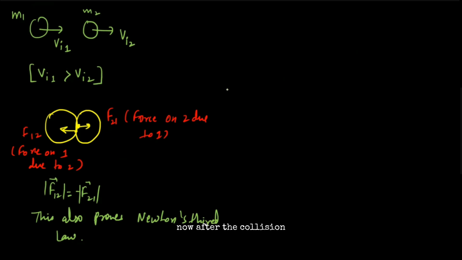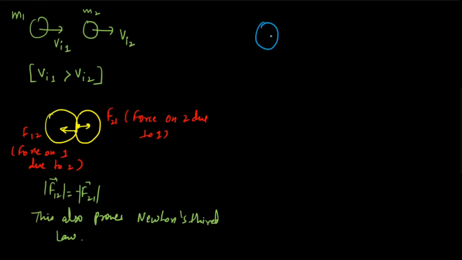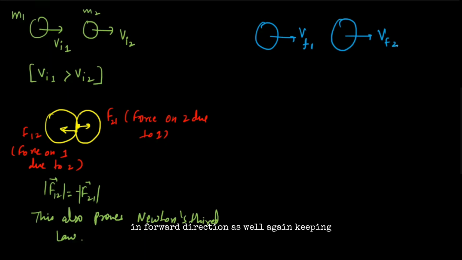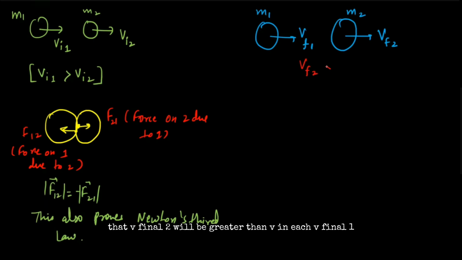Now, after the collision, what are we going to observe? After collision, this particle will have some final velocity in the forward direction, and this particle will have some final velocity in the forward direction as well. Again, the masses remain constant; there is no change in the mass. After the collision, we obviously know that V final 2 will be greater than V final 1. Otherwise, the collision doesn't make any sense.